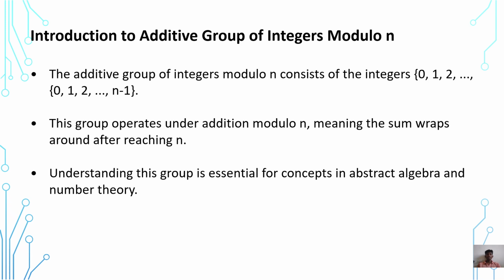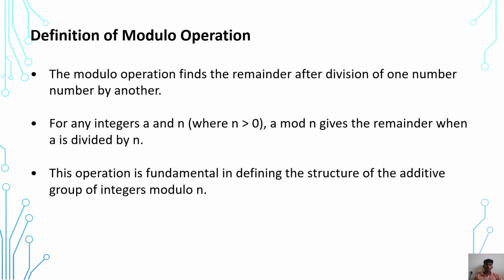The additive group of integer modulo n consists of the integers 0, 1, 2, and so on up to n minus 1. The group operation is addition modulo n, meaning the sum wraps around after reaching n. Understanding this group is essential for concepts in abstract algebra and number theory.